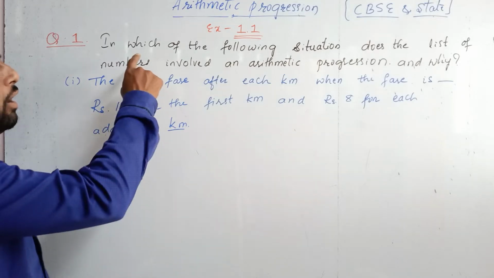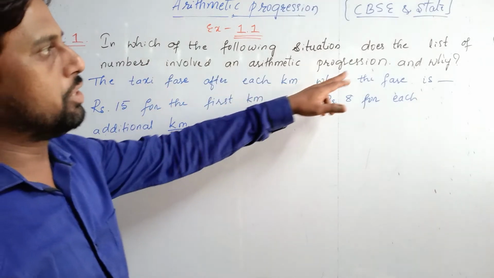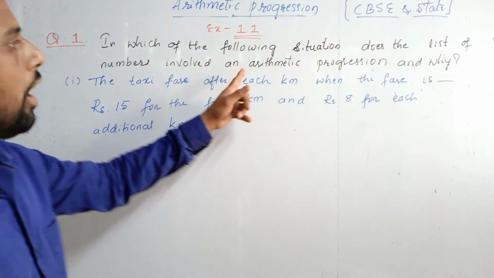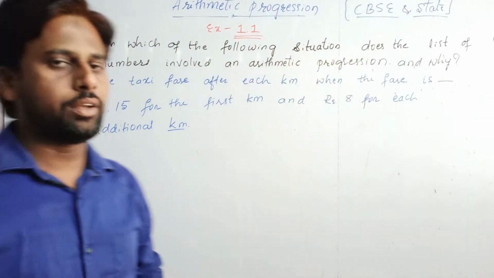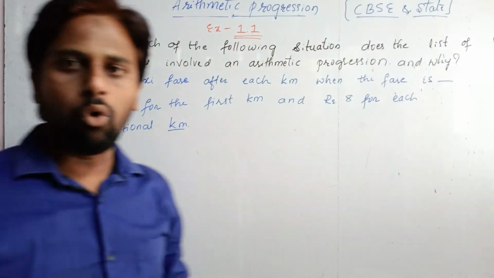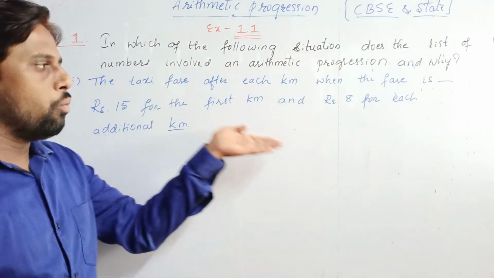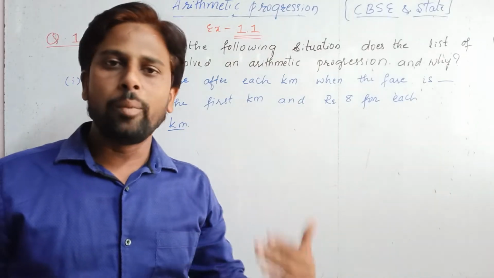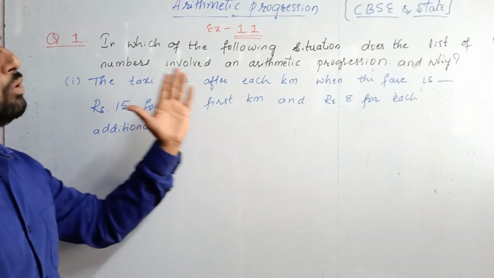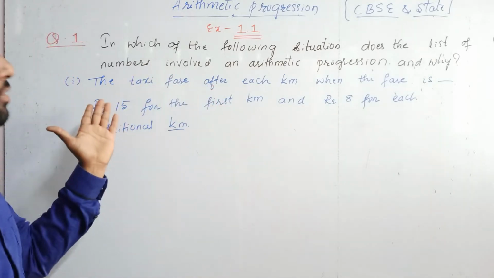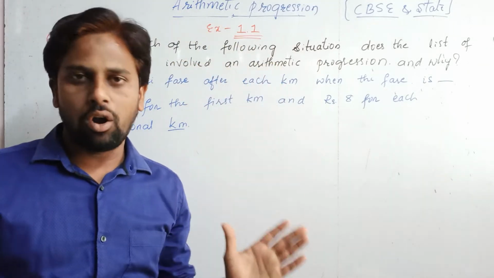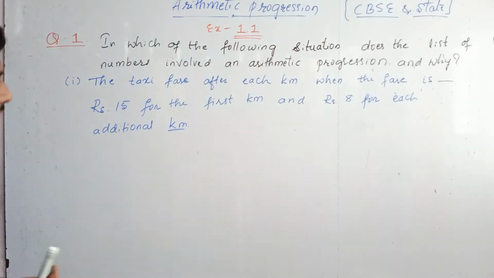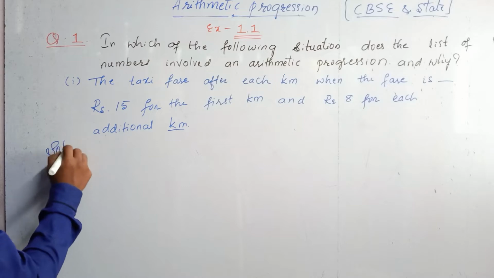Let's read. In which of the following situations does the list of numbers involve an arithmetic progression, and why? Students, some word problems are given. You have to convert these into numerical form and check whether these are arithmetic progressions or not. So how to find the answer? Let's begin. Here is the solution.